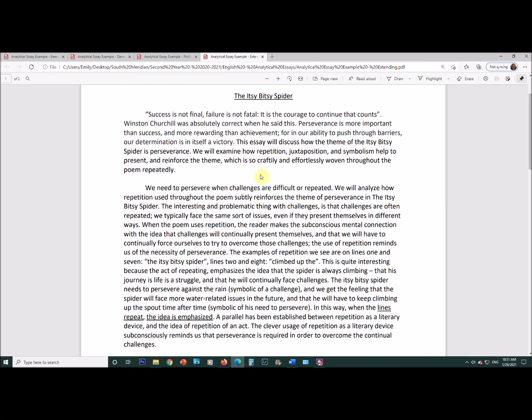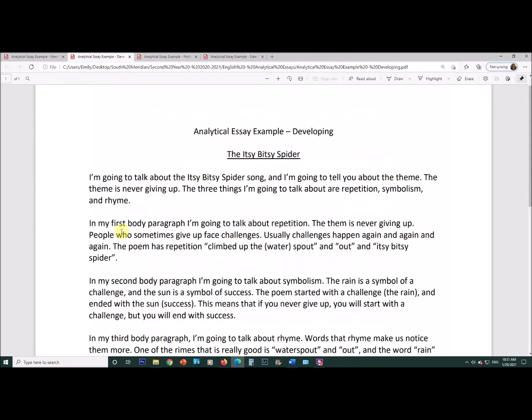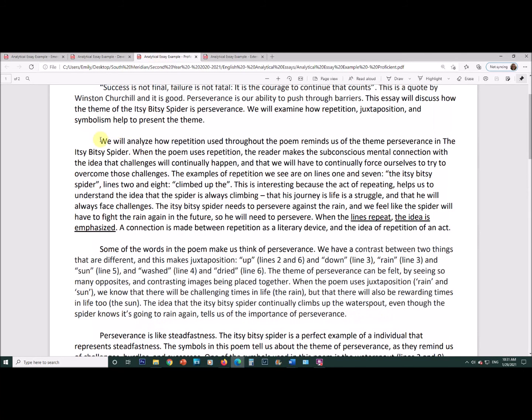We do that in the extending essay and in the proficient essay. We don't have the word I. We get rid of it. We still tell the reader what we're going to do. We're still saying, in my first body paragraph, I'm going to talk about repetition. Let's look at how we did that in the proficient one. It says, we will analyze how repetition, actually it should say is used throughout the poem.